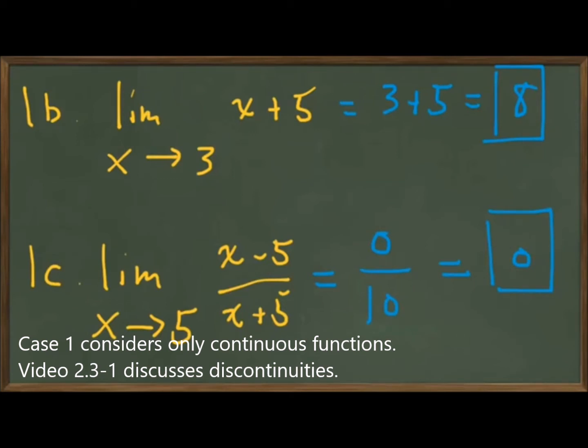So there are 3 examples of case 1. We're just plugging our x value a into our function, which gives the limit, and the result is immediate. In the next slide, we're going to look at our case 2, which is where the denominator is 0, but the numerator is not.